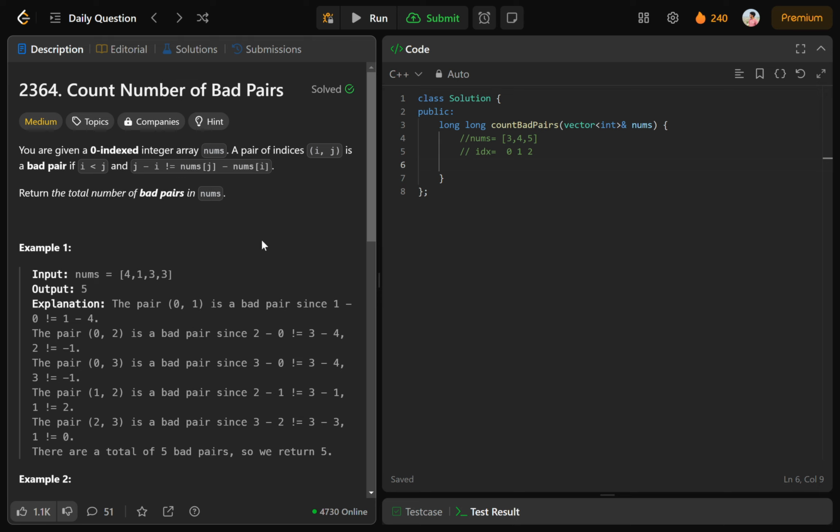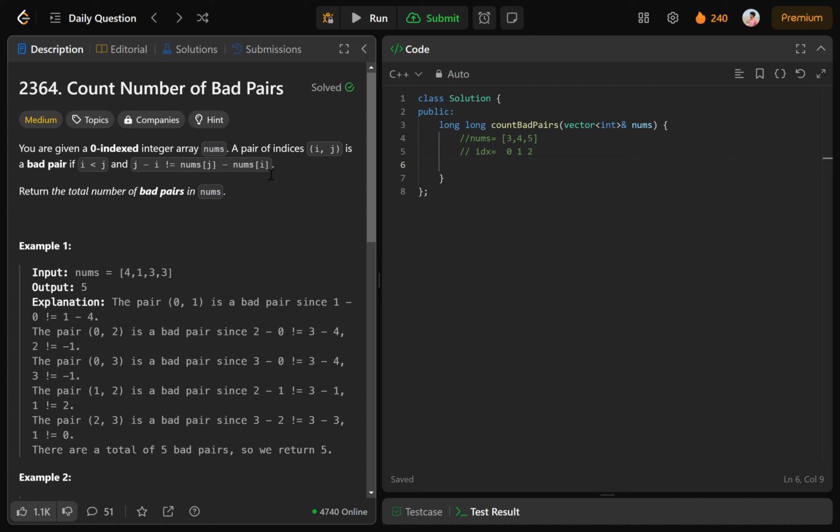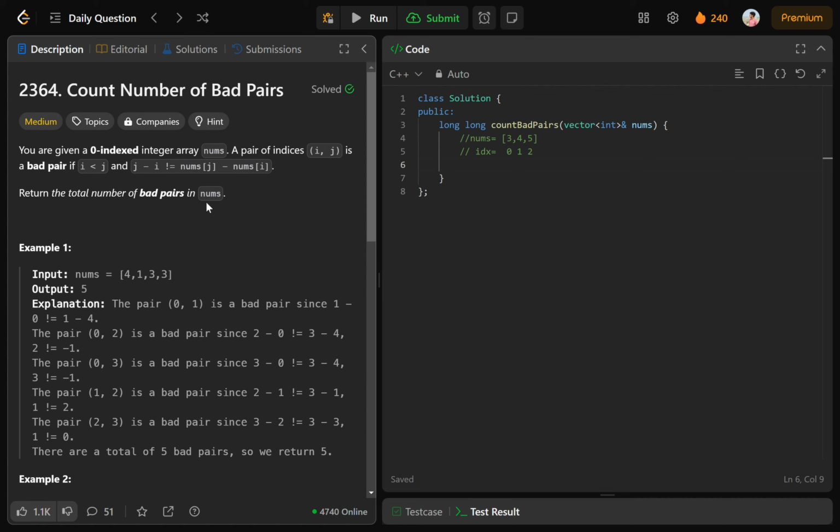Hey guys, today's question is Count Number of Bad Pairs. In this question, we are given an array nums, and a pair (i, j) is a bad pair when i is less than j and j minus i is not equal to nums[j] minus nums[i]. We have to count the total number of bad pairs and return it.